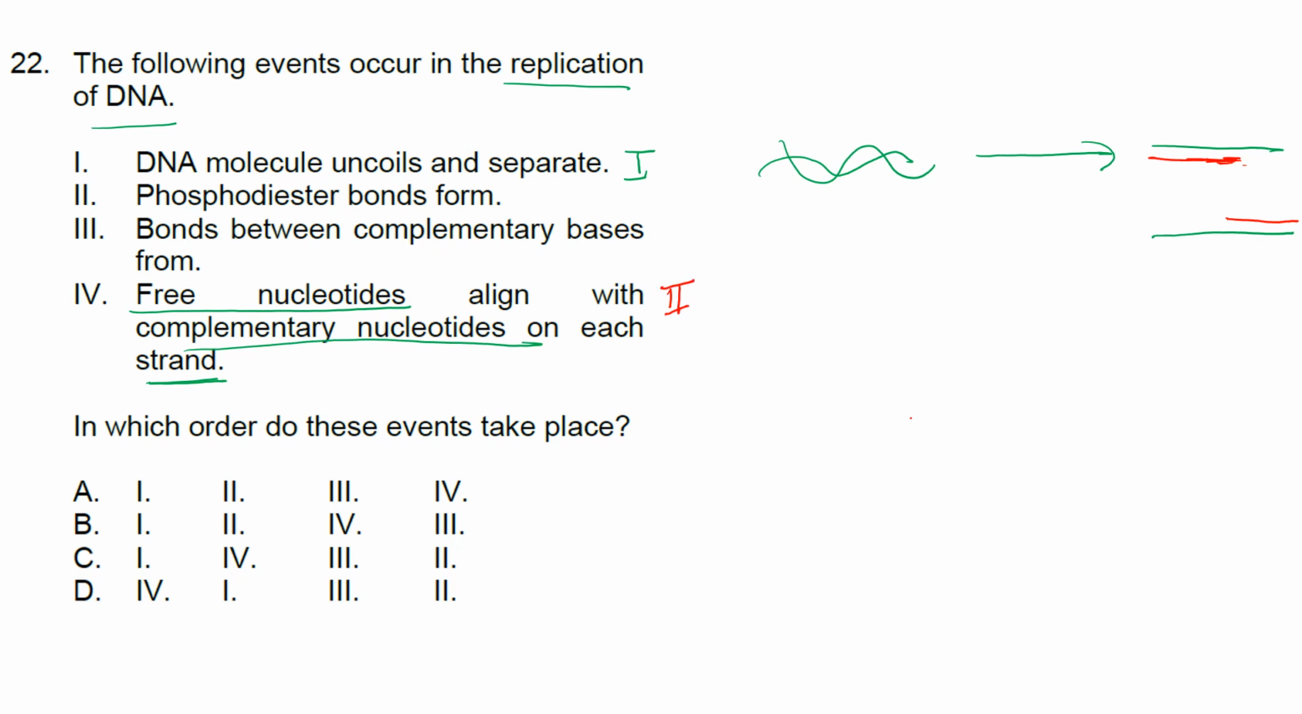And then bonds between complementary bases form. The bond between the complementary bases will be hydrogen bonds. So this is number 3. And the last one is phosphodiester bonds will form between the bases. So the answer will be number 1, number 4, number 3, and number 2, which is C.